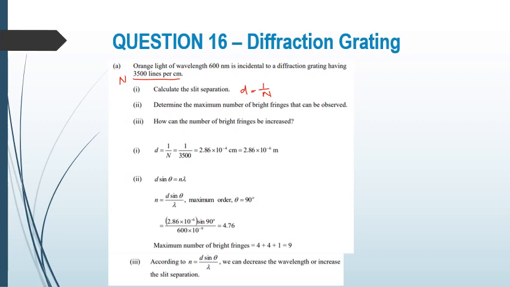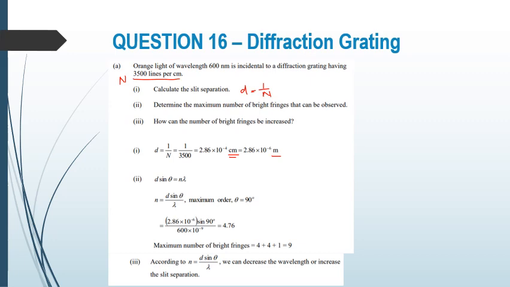Therefore, as you can see in the solution, 1 over 3,500 gives you D in terms of cm, which is 2.86 times 10 to the power of -4. You can then convert it into meters. Now in the exam, it is up to you whether you want to convert it into meters or not, as long as the question didn't ask you to state in an SI unit. So you can leave it in cm, that is fine.